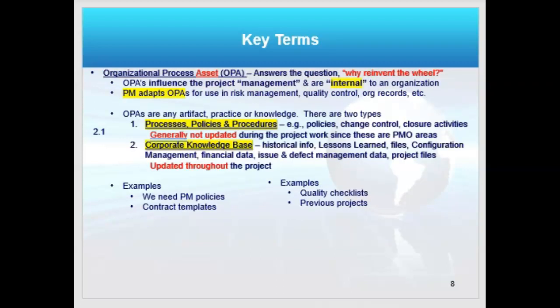Now, continuing, and these are from some of the key terms lesson, right? OPAs, these are assets to a project manager, organizational assets. Why reinvent the wheel? Use the policies, procedures, and processes. You'll update them along the way to make your project a success. Make sure you get the right permissions to update a policy or procedure, but do it. And then you'll add to the body of knowledge. This is the knowledge base.